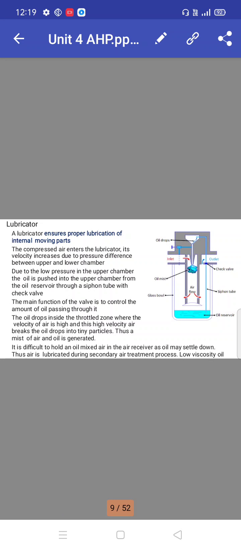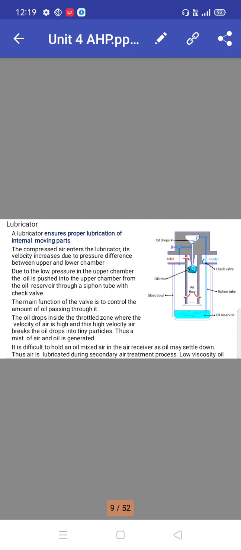Lubricator. A lubricator ensures proper lubrication of internal moving parts. The compressed air enters the lubricator. Its velocity increases due to the pressure difference between the upper and lower chamber. Due to low pressure in the upper chamber, the oil is pushed into the upper chamber from the oil reservoir through the siphon tube with check valve.